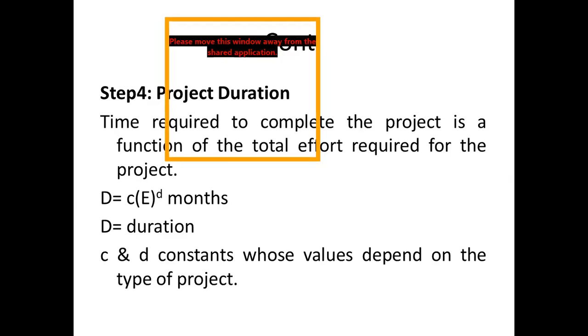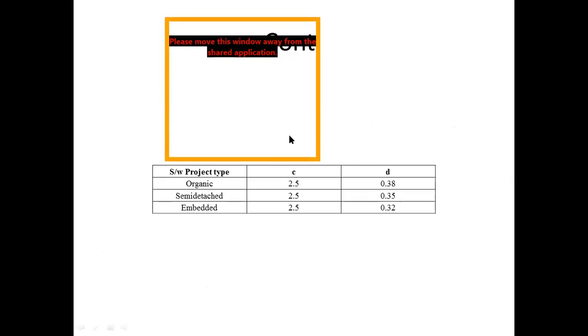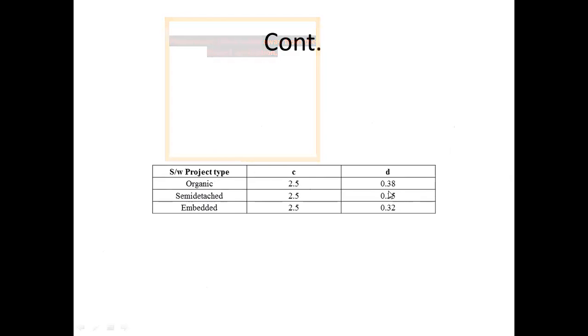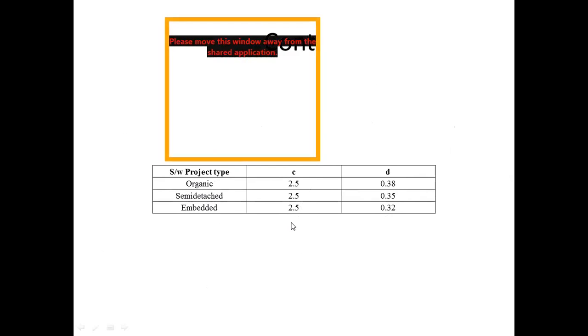Now you can see in the next slide the values of C and D. So software project type: organic, semi-detached, embedded. Here you can see the value of C is 2.5 and d is 0.38, 2.5 and 0.35, 2.5 and 0.32. And it is also easy to remember. These values will not be provided in the numerical problem, so you must remember these values of constants, either A and B or C and D.